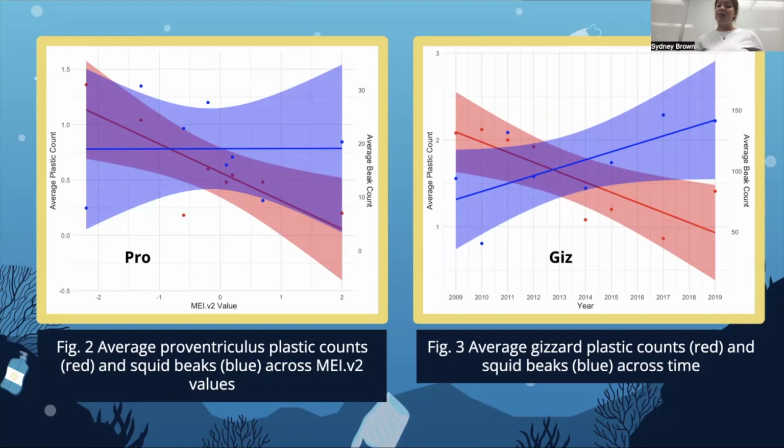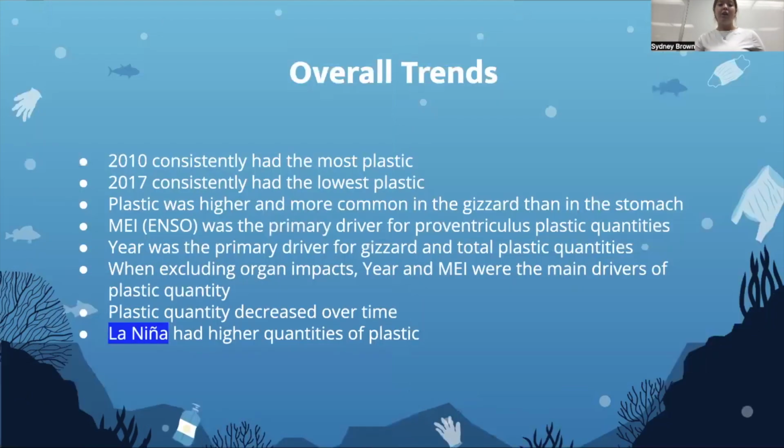And when you're looking at the gizzard, again, year was the main driver. And you can see the strong trend over time, where if you look at plastic, which is in the red, you see this strong decrease from 2009 to 2019 in the plastic quantities. And the overall trends we saw, once again, were 2010 had consistently the highest plastic quantities, 2017 had the lowest. Plastic was higher and more common in the gizzard than in the proventriculus, which is what we expected.